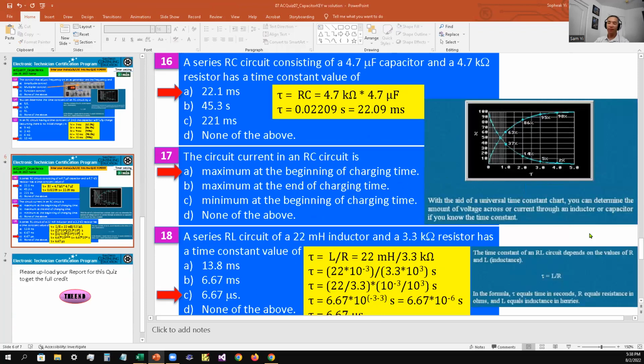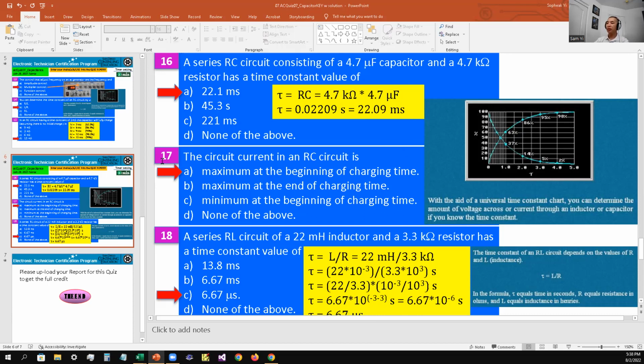All right, next set. A series RC circuit consisting of a 4.7 microfarad capacitor and a 4.7 kilo ohms resistor has a time constant of... Okay, so this is what we just talked about. The time constant equals R times C. So the R is 4.7 kilo ohms times 4.7 microfarad, and so T would be equal to 0.02209 second, which equals 22.09 millisecond. Okay, so the answer is A as in apple for 16.